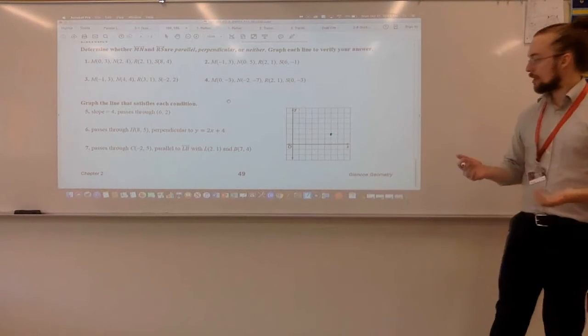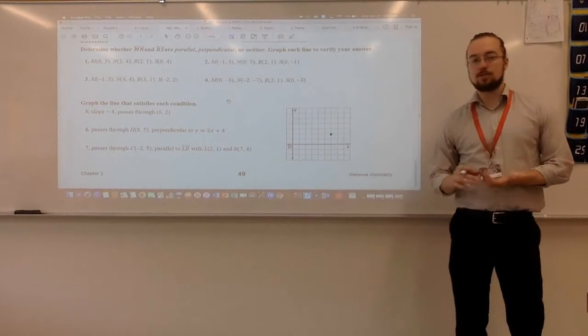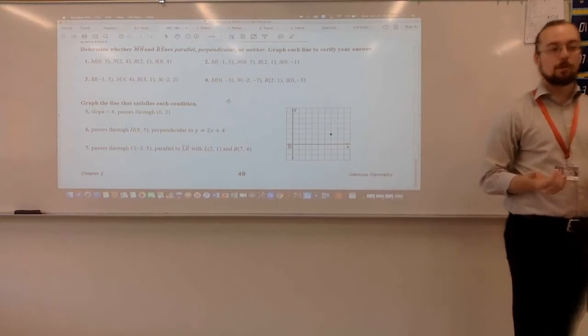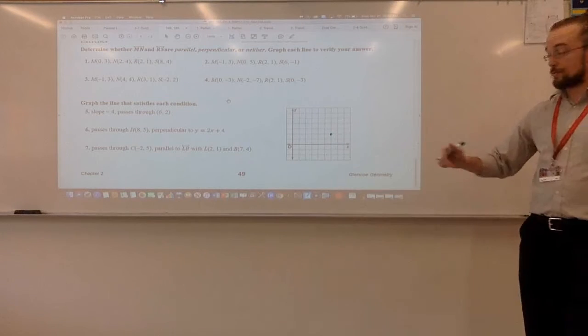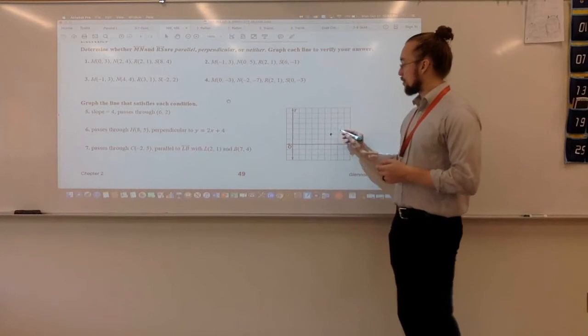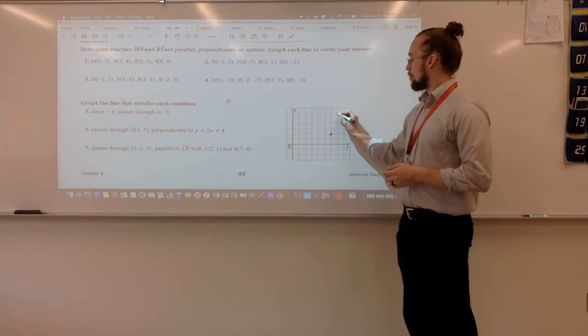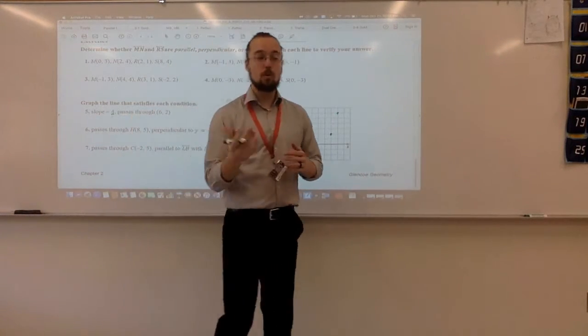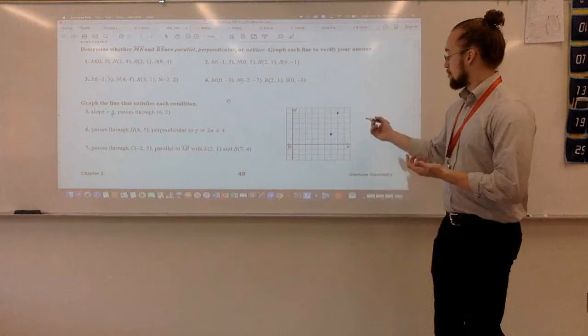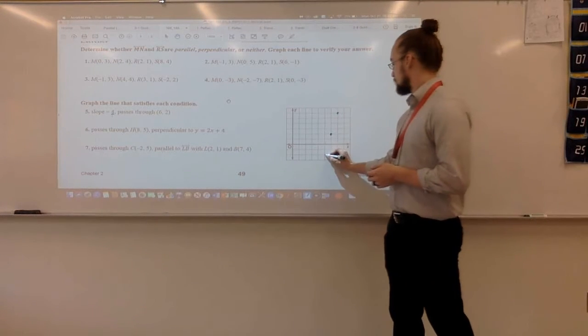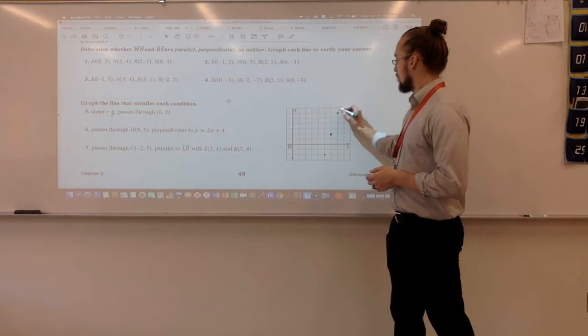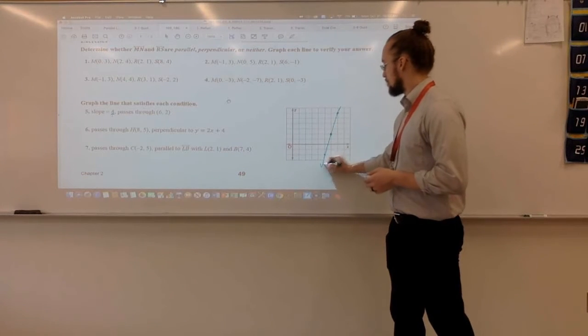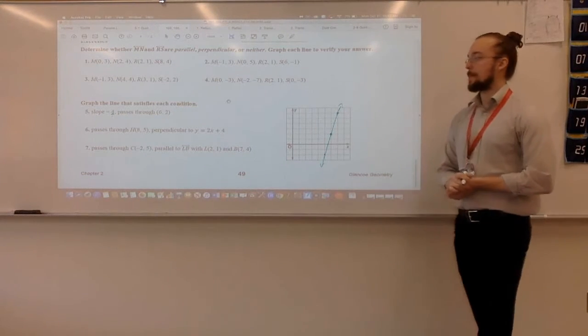How would I do that? How would I find a line that has a slope of 4 that goes through that point? Yeah, so from this point, I'm just going to go up 4, right 1, okay? 4 is the same as 4 over 1, right? So this line is just going to end up looking like this.